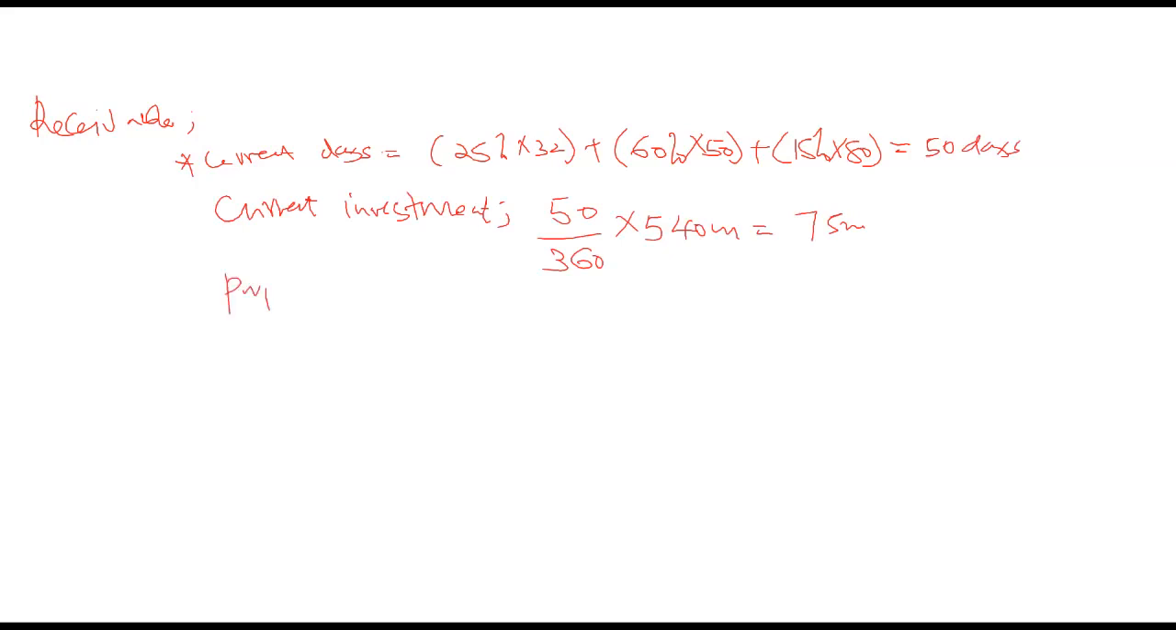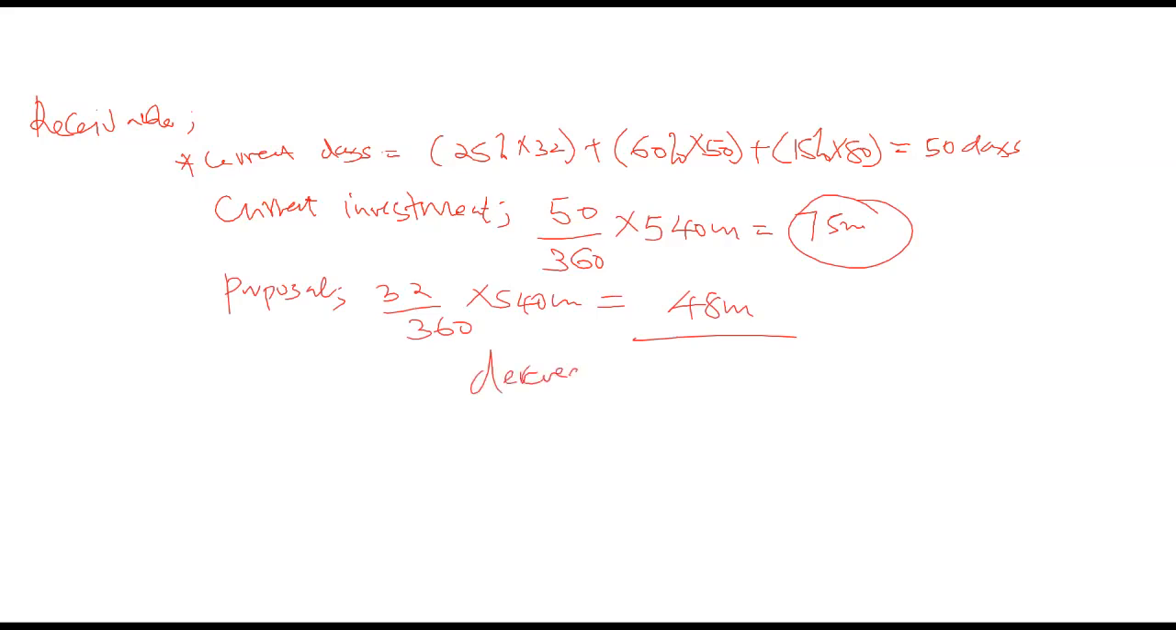Under the proposal, the number of days will be, as per note 5, 2. Therefore, that's 2 out of 360. We multiply by 540. It doesn't change. And you get how much? You'll get 48 million. So you can see it is decreasing from 75 to 48. Therefore, what's the decrease? 27 million. The decrease in the company investment in accounts receivable is 27 million.